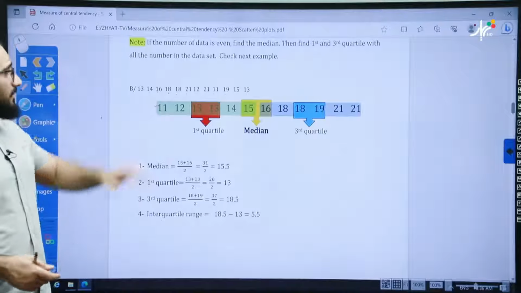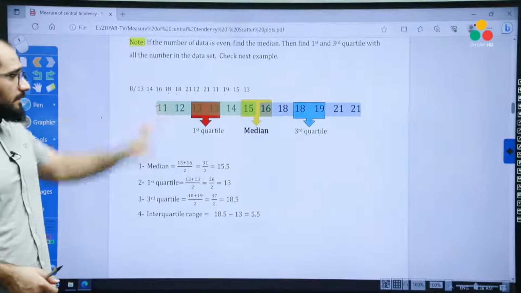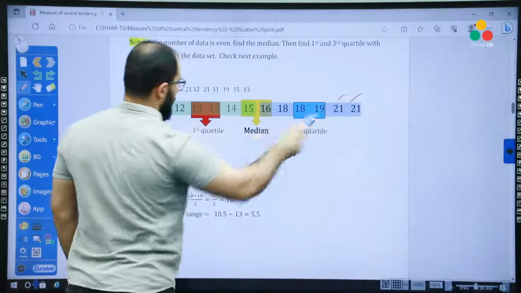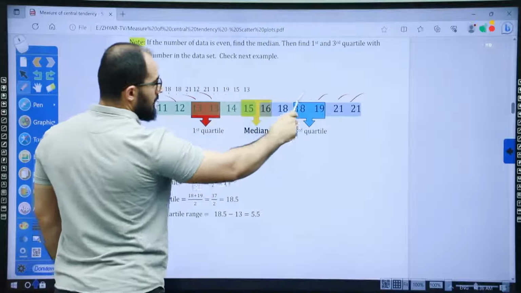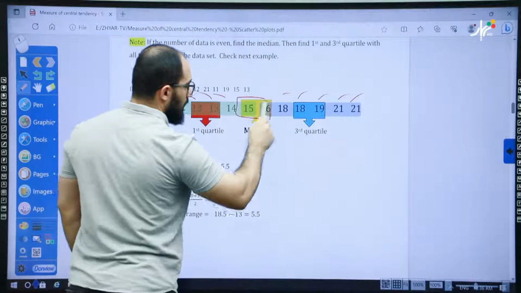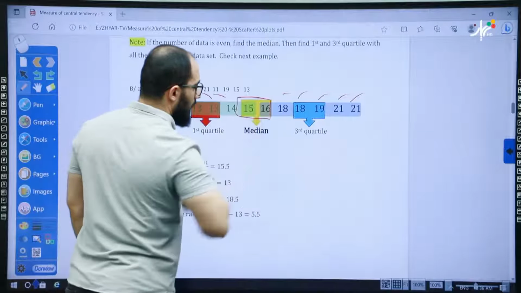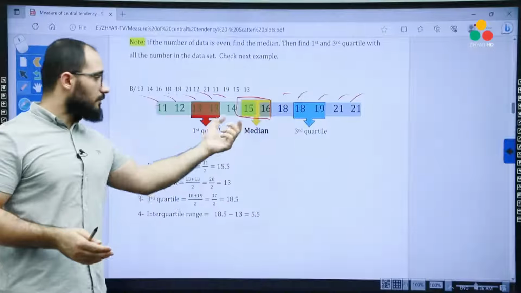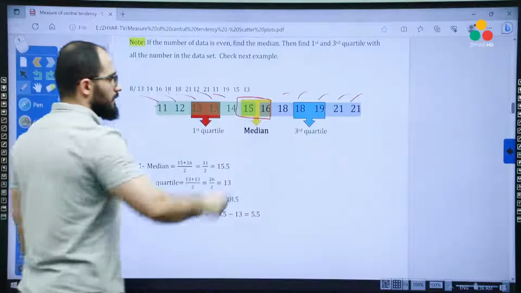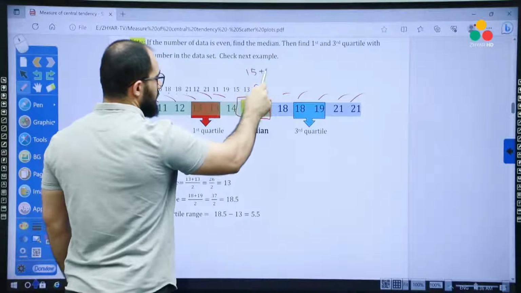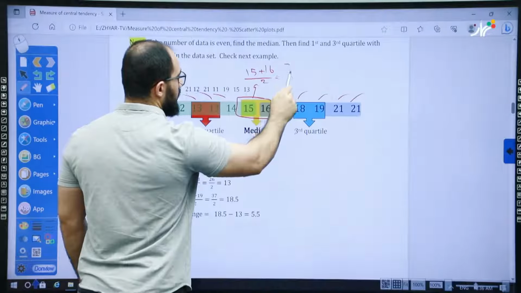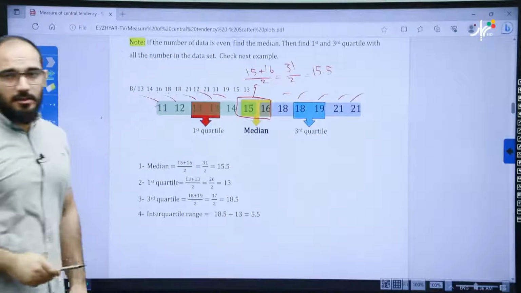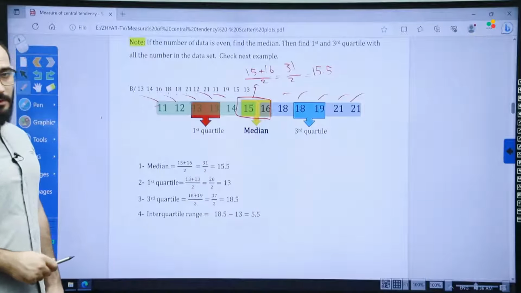Because we have even data, if you find the median, you can see two numbers are left in the center. You cannot choose 16 or choose 15. We have to find a number. How to find it? We say the median is 15 plus 16 divided by 2. It's 31 divided by 2, and it is 15.5. So the median is 15.5.